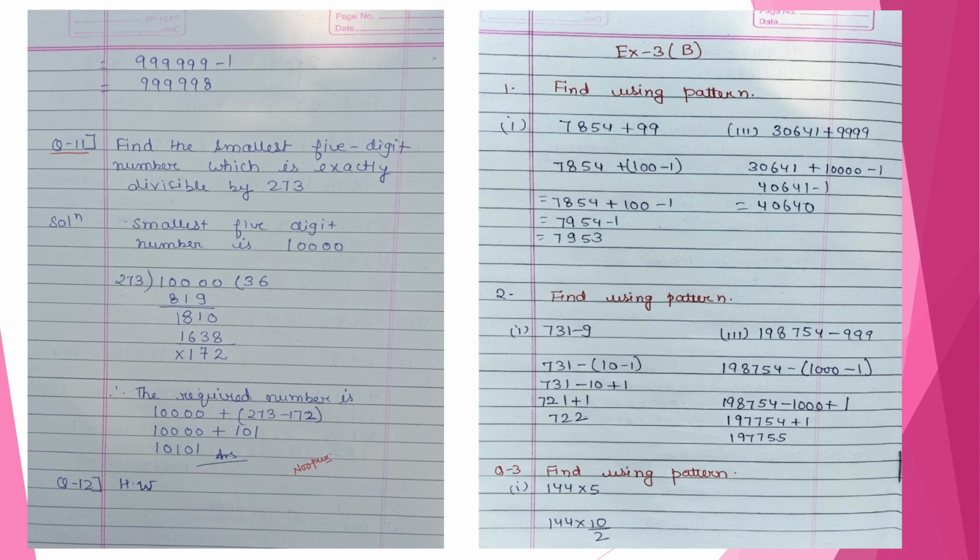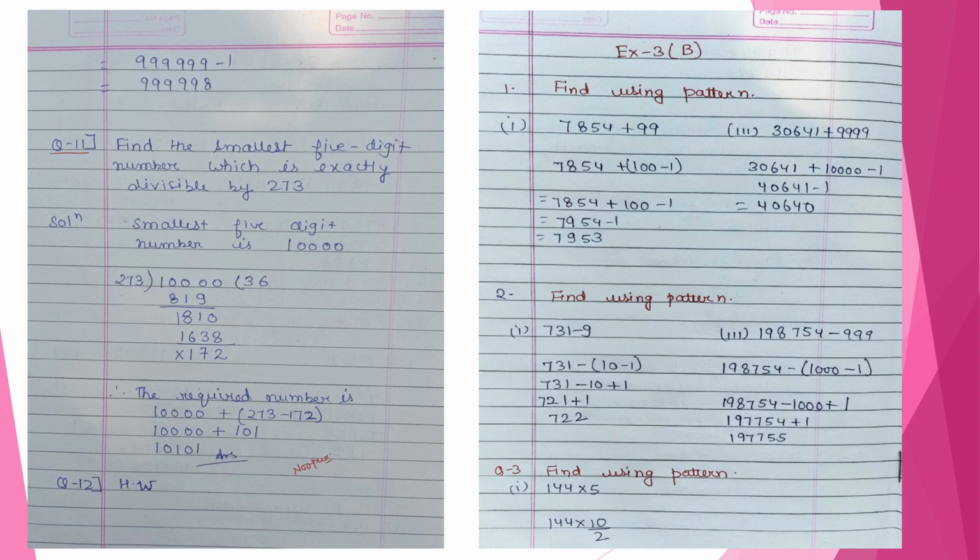Now question number 11. Find the smallest 5-digit number which is exactly divisible by 273. So again here we'll start with the writing of the smallest 5-digit number, which is 10,000, and then we will divide 10,000 by 273. So as you can see, I have done the division here. After dividing 10,000 by 273, we are getting a quotient of 36 and a remainder of 172.